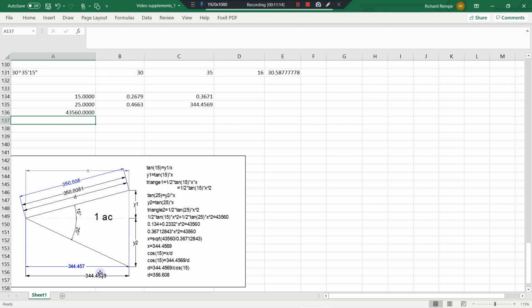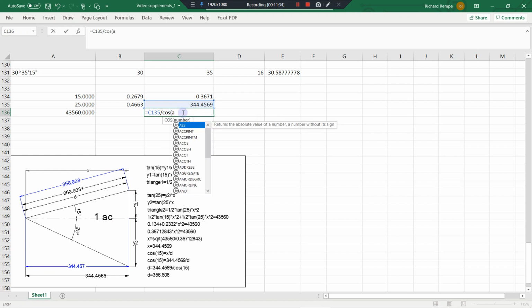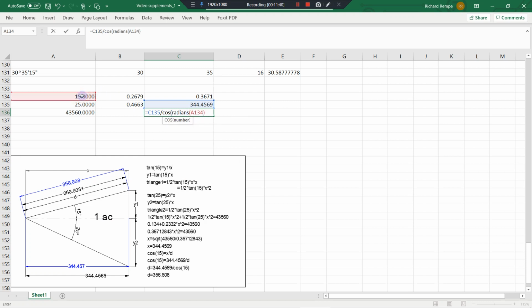So then we end up with this, and then we hit cosine of 15, so we're looking for this leg now. We would type in equals this divided by cosine radians 15. And then we could just hit that and it would be over and over. And then you could just change this. If this angle changed to, say, 20 degrees, it would just self-populate the right answer. And then the area, you could change the area to 5,000.